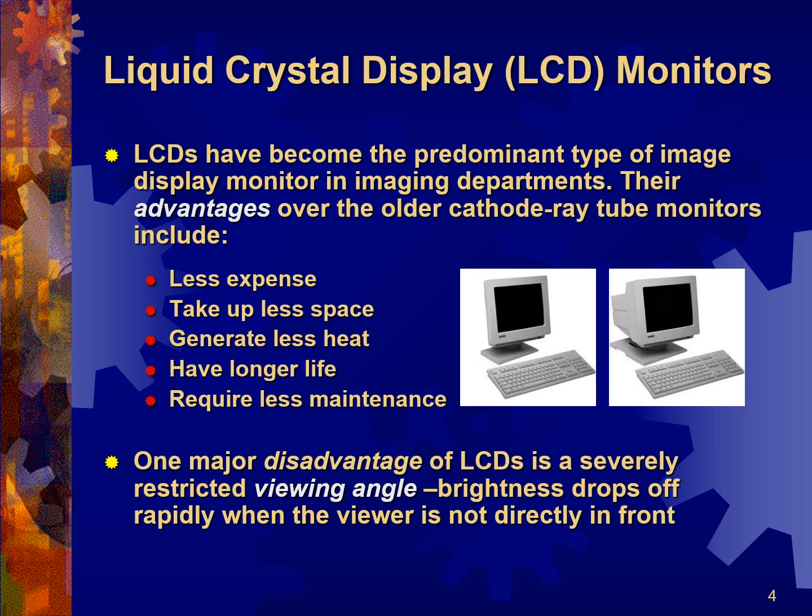Okay, LCDs. LCDs have become the predominant type as opposed to a CRT, and the reasons are bulleted here. LCDs are less expensive to make. They take up less counter space because they're flat. They don't have a depth to them like a cathode ray tube. They generate less heat, and so your air conditioning costs actually drop with the use of LCDs in an indoor environment.